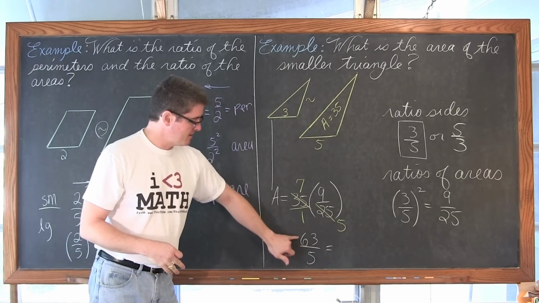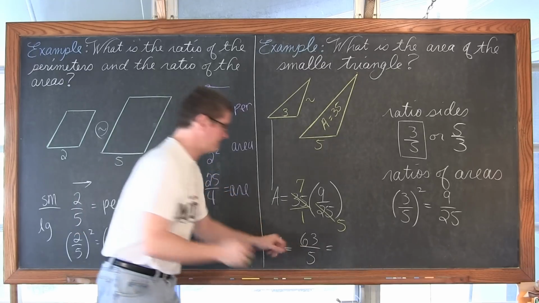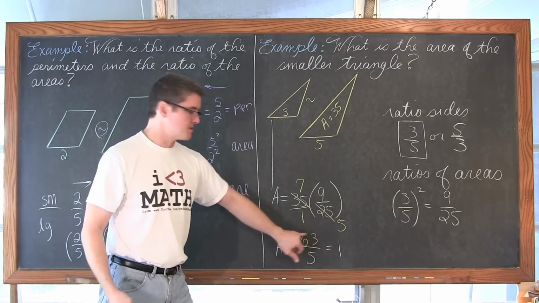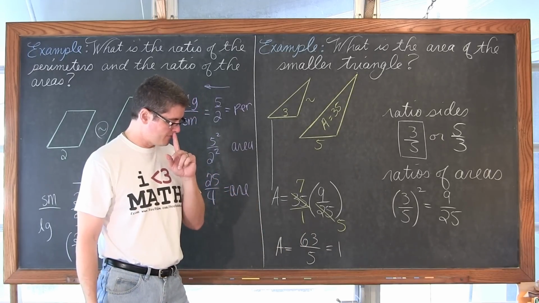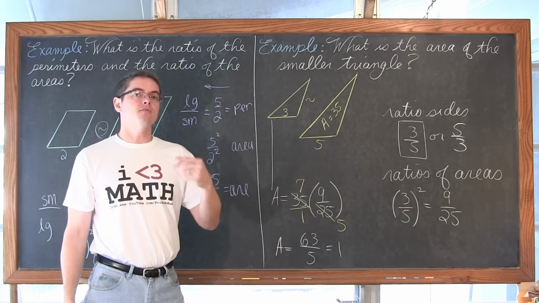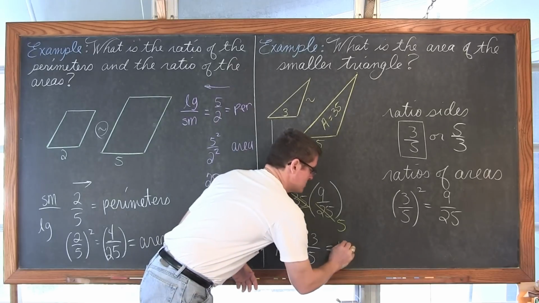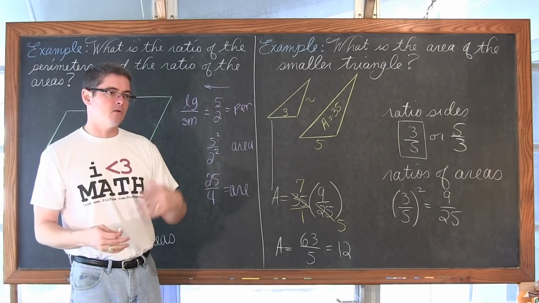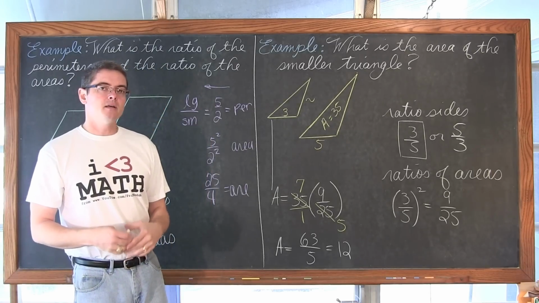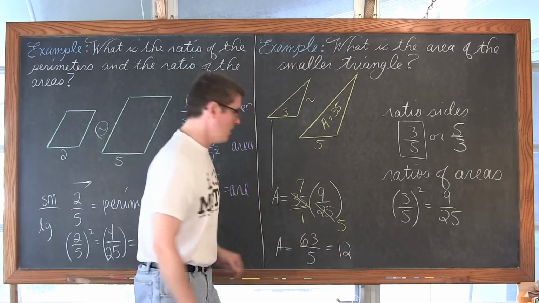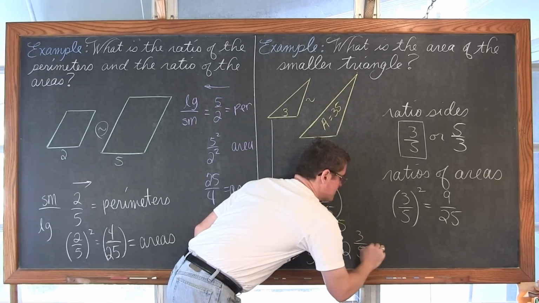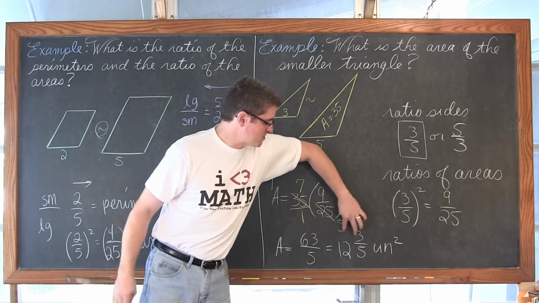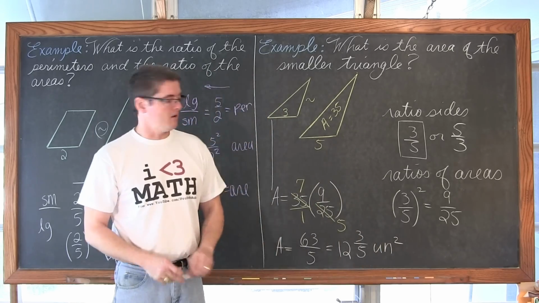Okay, anyway, 5. How many 5s are in 6? 1. Okay, so if I take a 5 out of the 6, I get a remainder of 1, so I have 13 left. Let's see here, 5 into 13. How about 2? 5 times 2 is 10, so 13 minus 10 is 3. So our final answer is 12 and 3/5. Now don't forget we're talking about area, and so it's 12 3/5 square units.